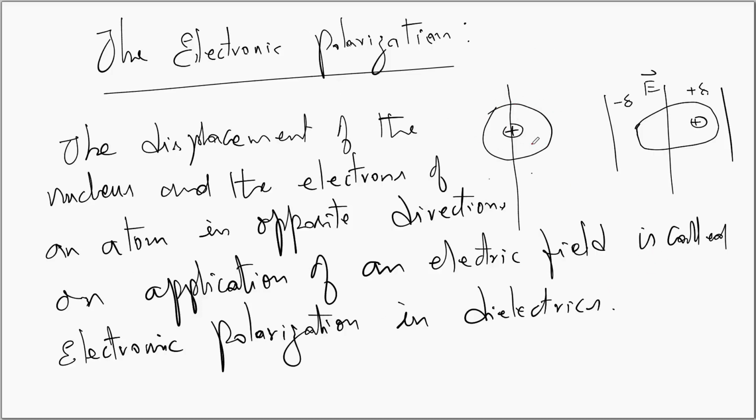In a neutral atom, if you draw a vertical plane, on either side the charges are equal. When this atom is placed in an external electric field, the nucleus and the electrons will be displaced in opposite directions, resulting in a dipole at the atomic level. When you have a medium that is made up of such atoms, and when it is placed in an external electric field, it produces a dipole moment causing the polarization. The polarization is called electronic polarization. The displacement of the nucleus and the electrons of an atom in opposite directions on application of an electric field is called electronic polarization in dielectrics.